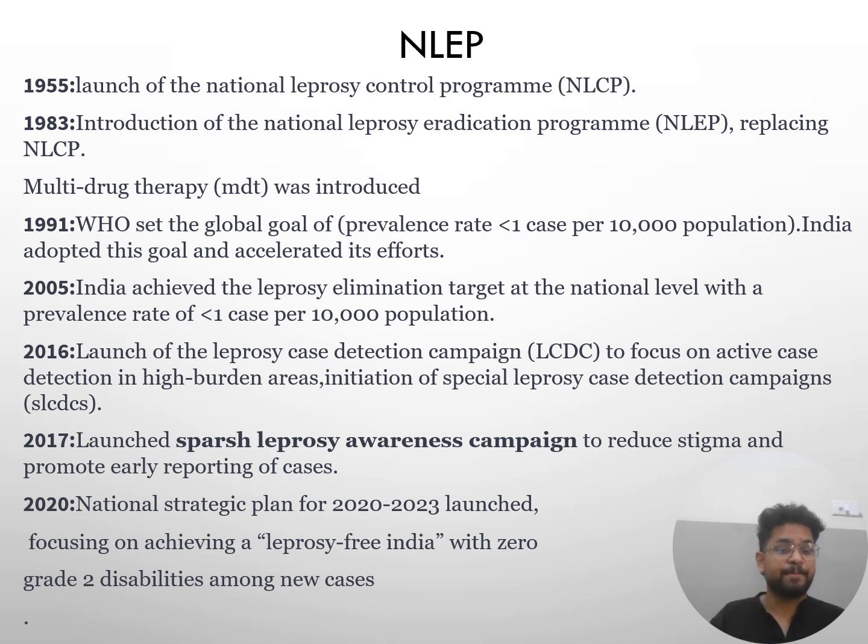In 2020, the National Strategic Plan for 2020 to 23 was launched, focusing on achieving a leprosy-free India with zero grade 2 disabilities among new cases. If a new case is found, it should never progress to the next grades. So that was the idea behind a leprosy-free India.